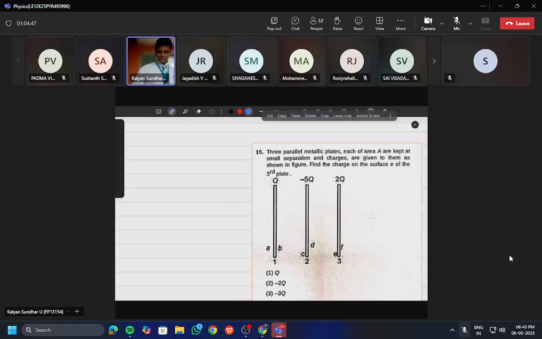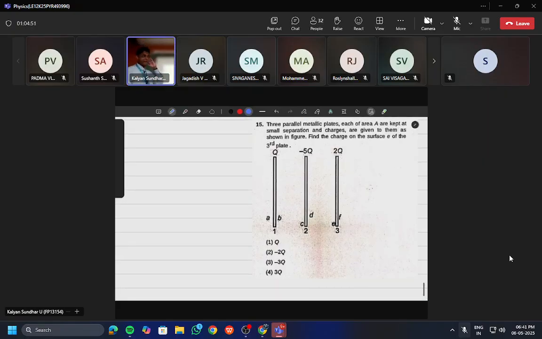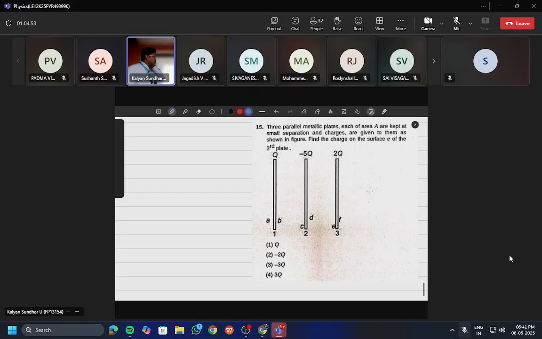Now comes this question. So in this they have given 3 plates, 3 parallel plates. 3 பிளேட்டுமே they are having different charges, right? So q, minus 5q and 2q, and they have given names to the plates, a, b, c. Now they are asking to find the charge on the surface E of the third plate. So third plate வந்து இது, அதுல E ஓட சர்ஃபேஸ்ல மட்டும் எனக்கு எவ்வளவு சார்ஜ் இருக்குன்னு கேக்குறாங்க, right?